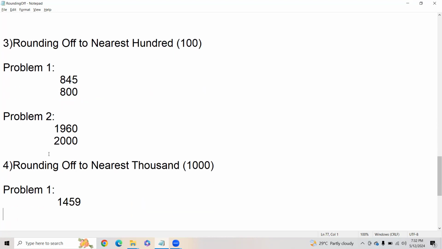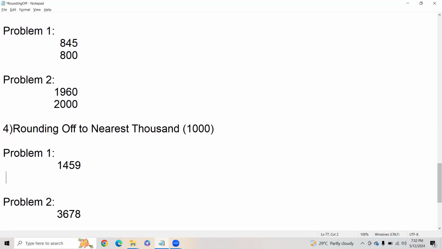Similarly, we will look at the nearest 1000. The method is going to be same. Only the number of zeros changes, and based on that our comparison will change. Comparison will be less than 5 or greater than or equal to 5. So rounding off to nearest 1000. How many zeros is 1000 having? 3 zeros. So for 1459, we just put 000 as it is. So let's just put 000 from the right hand side.